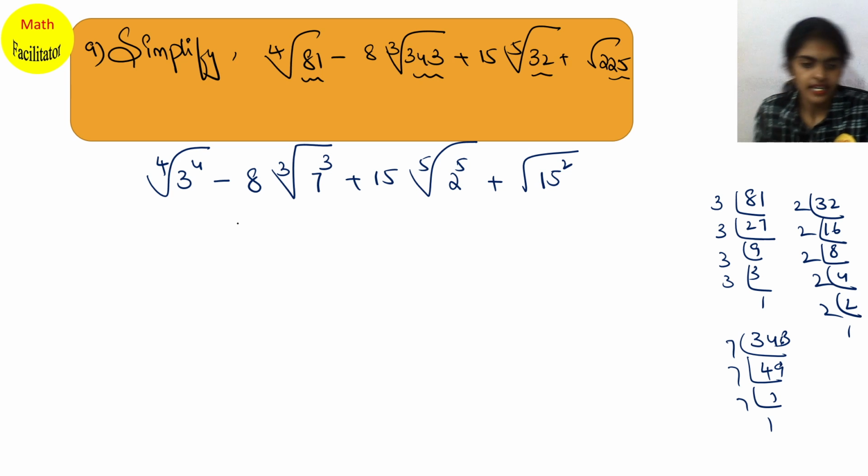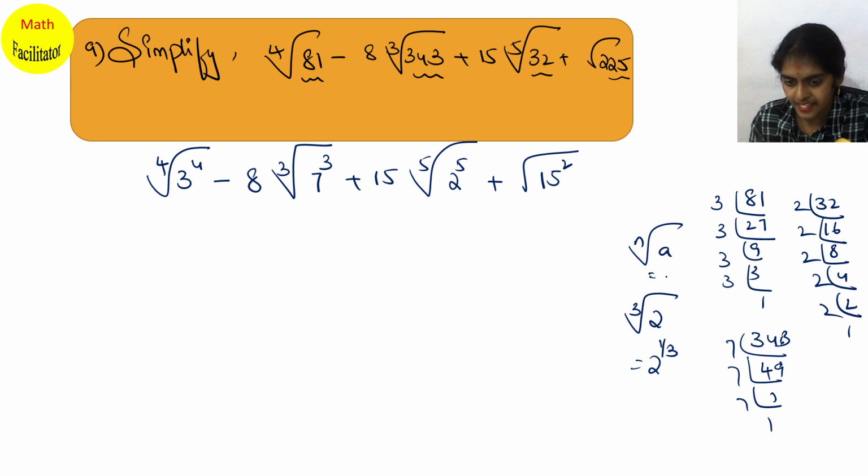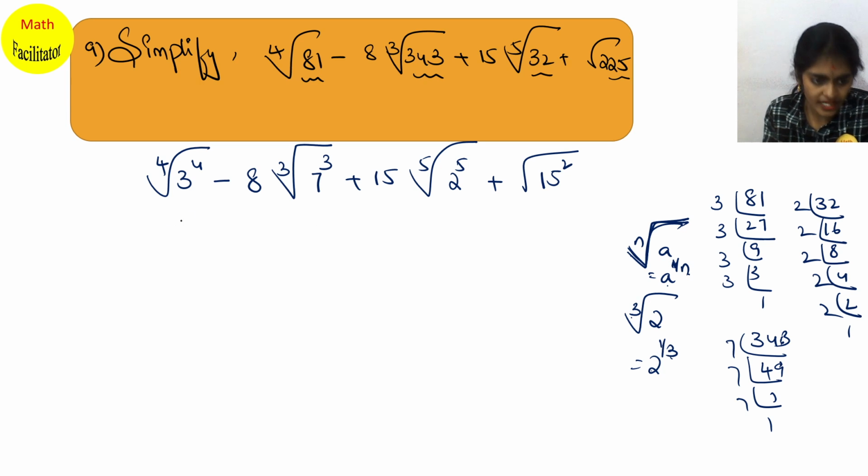Clear till here? Now see, beta. If I have cube root of 2, you can write it as 2 power 1 by 3. Do you remember surds? Nth root of a is nothing but a power 1 by n. So whatever root you have, if it is nth root, you will write a power 1 by n. If it is cube root, you will write power 1 by 3. Here you have fourth root, so you can write this as 3 power 4 into 1 by 4.